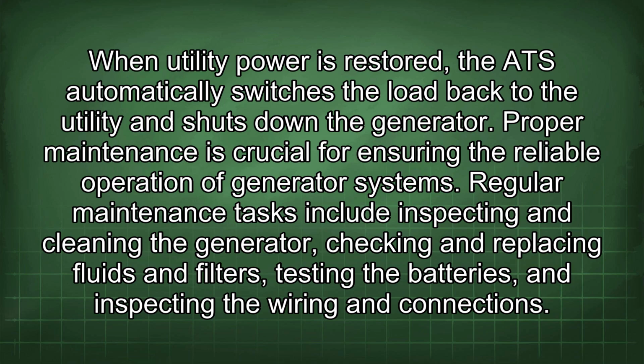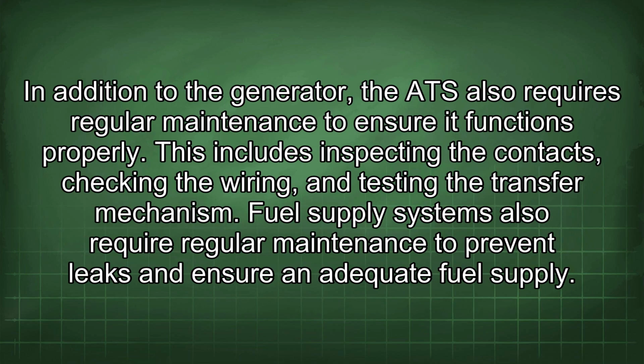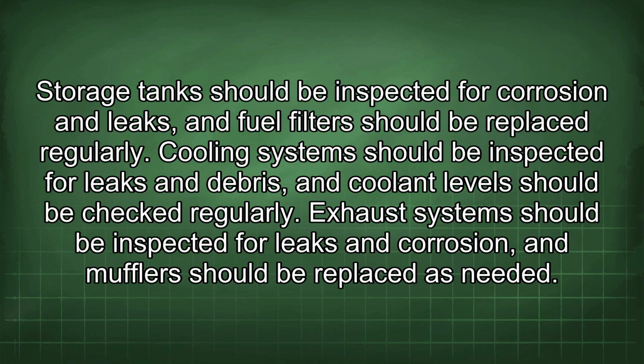Regular maintenance tasks include inspecting and cleaning the generator, checking and replacing fluids and filters, testing the batteries, and inspecting the wiring and connections. In addition to the generator, the ATS also requires regular maintenance to ensure it functions properly. This includes inspecting the contacts, checking the wiring, and testing the transfer mechanism. Fuel supply systems also require regular maintenance to prevent leaks and ensure an adequate fuel supply. Storage tanks should be inspected for corrosion and leaks, and fuel filters should be replaced regularly.